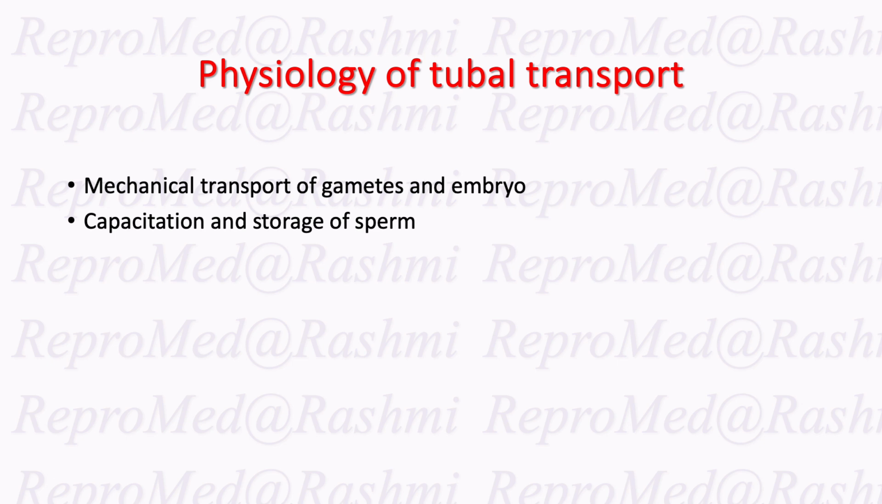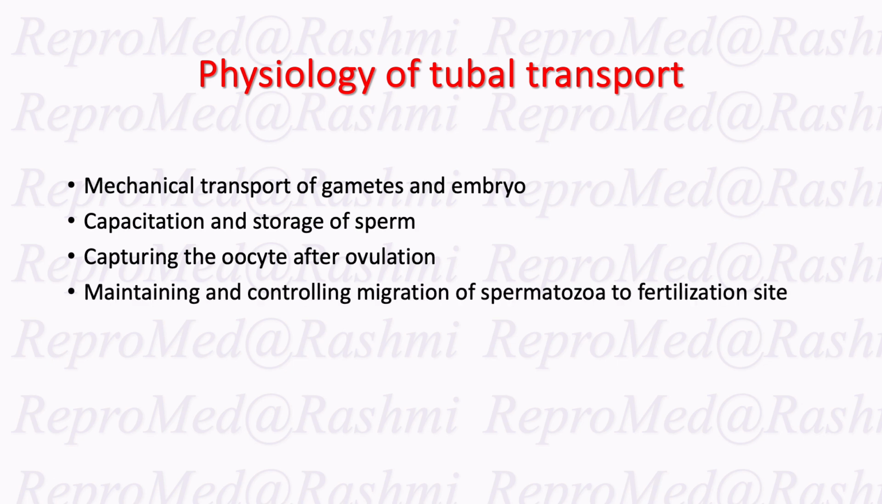Fallopian tubes are involved in a lot of physiological works. The most important one is mechanical transport of gametes and the embryos. The capacitation and storage of the sperms happen in the fallopian tube. The capturing of the oocyte after ovulation is a work of the tube which it performs actively. It also maintains and controls the migration of spermatozoa to the fertilization site.